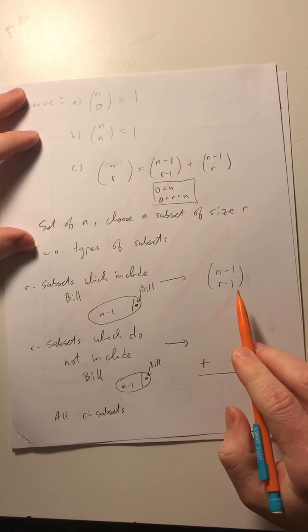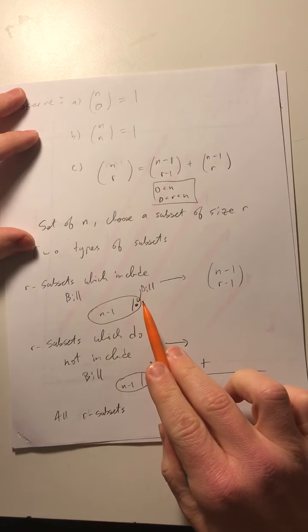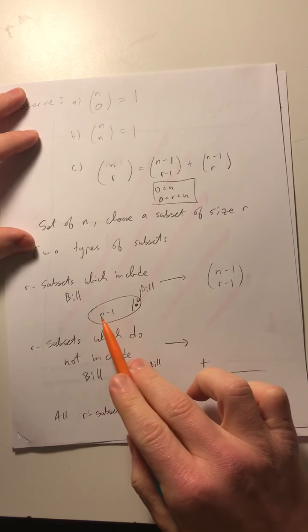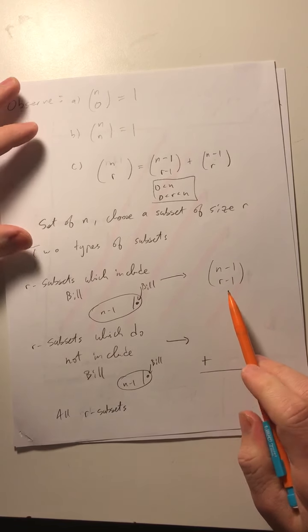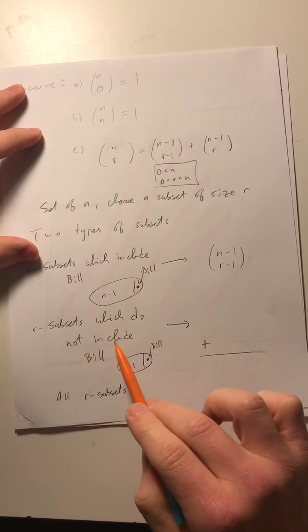So there are exactly this many ways for me to choose a team with R people that includes Bill. Right? So I choose Bill, and then from the remaining N minus 1 people, there are this many ways for me to choose the remaining R minus 1 people. Okay? How many ways are there for me to choose a team that does not include Bill?